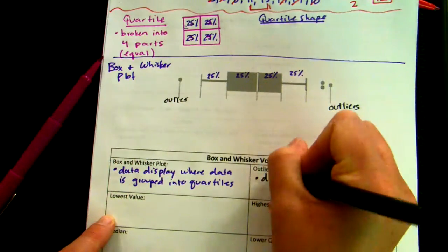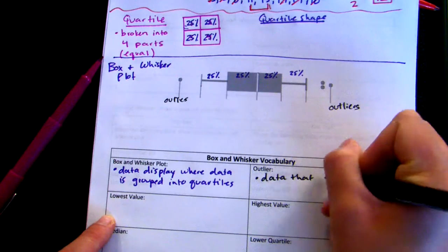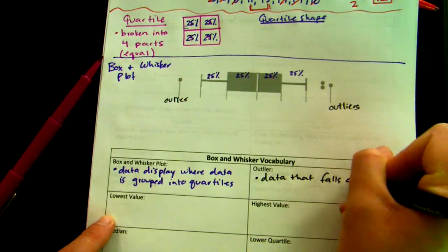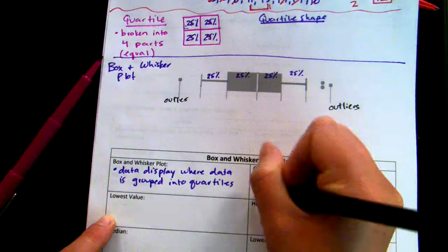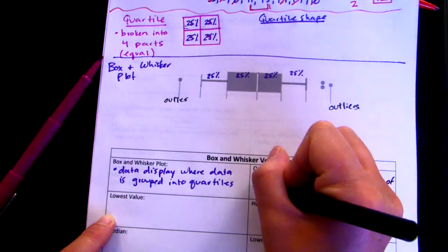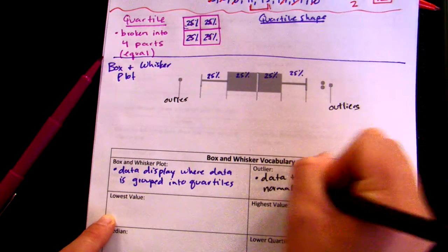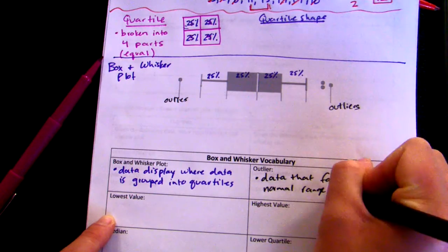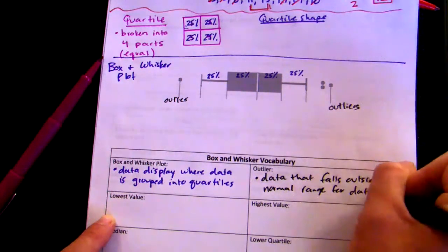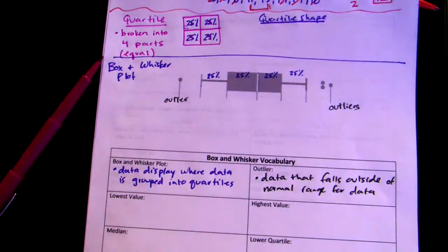Outliers are data that fall outside of a normal range for data. Typically an outlier is a data point we don't consider. It's typically seen as an error or a mistake. So the dots on the outside count as our outliers. We won't be dealing with these too much with box and whisker plots, but it's important to understand what they are.